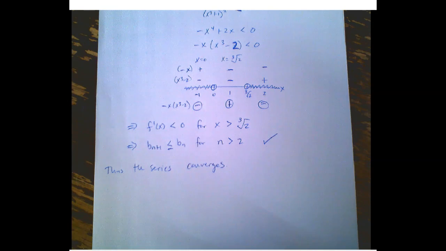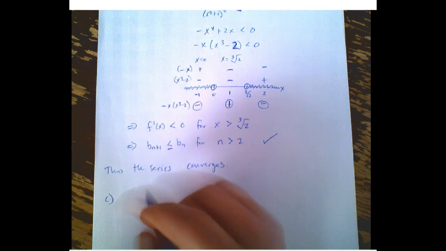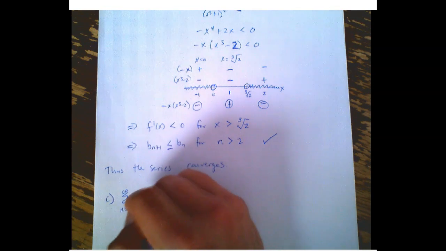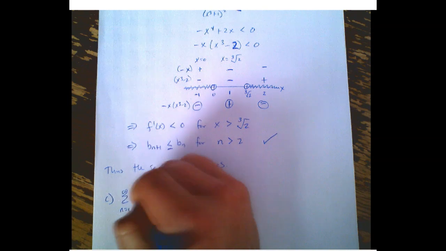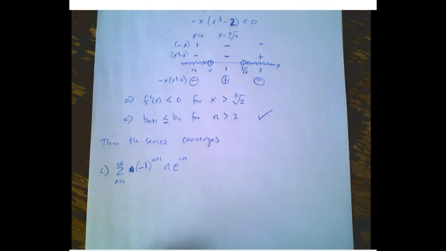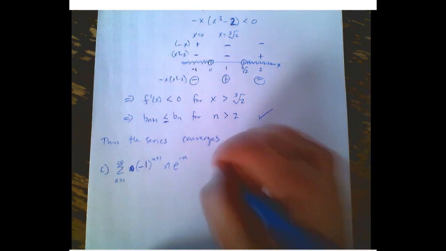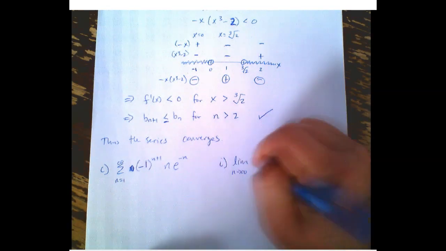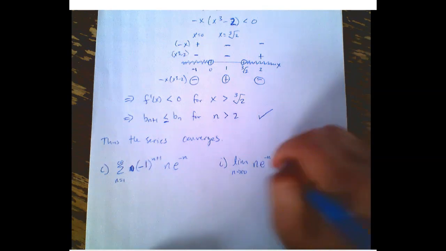Let's try one more. Sigma n goes from 1 to infinity of n, negative 1 to the n plus 1, and e to the negative n. So let's check our limit. Limit as n goes to infinity of n e to the negative n is what?